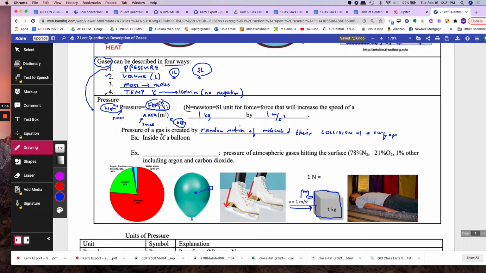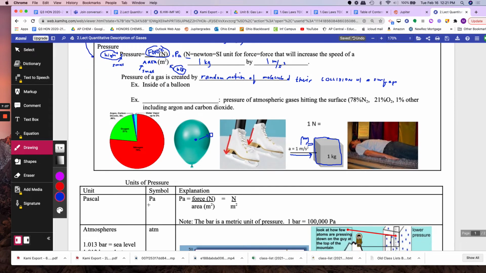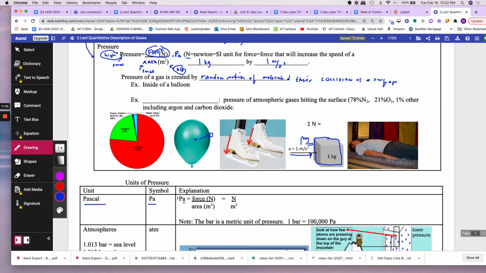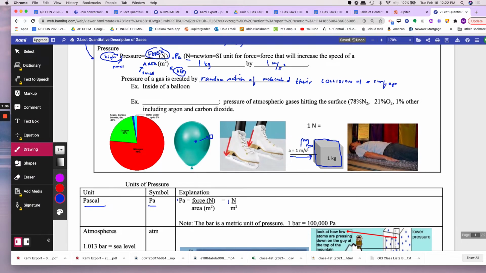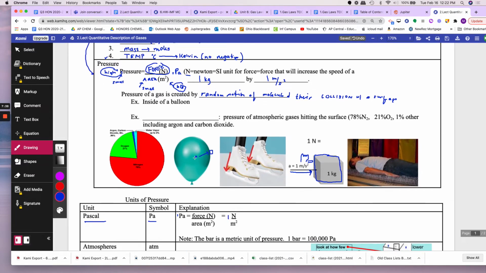Okay? So this pressure unit is called a Pascal, and that's down here, Pa for Pascal. And 1 Pascal is 1 Newton per meter squared. Examples would be the pressure inside a balloon. Another example would be atmospheric gases.